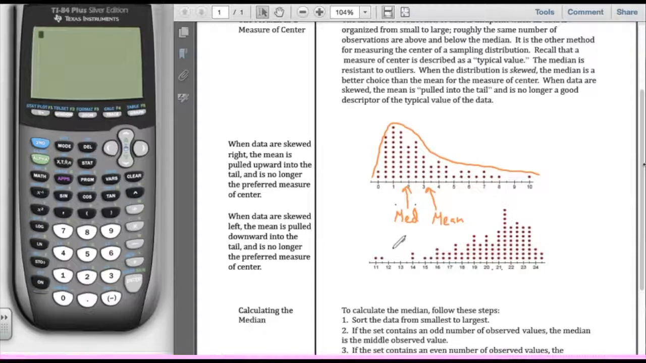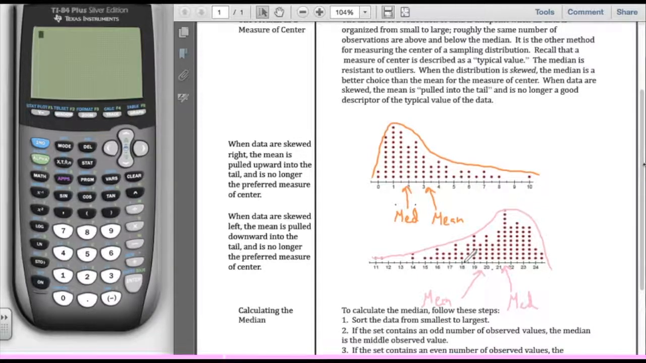Same idea in this bottom dot plot. It will be skewed to the left because the tail is on the left-hand side. I would expect the median to be somewhere around here, around 21 or 22 in this clustering of dots. However, the mean might be somewhere around here where the tail is beginning.